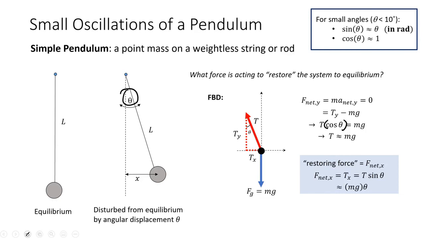Here we can also use that nice approximation that sine of theta is approximately equal to theta when theta is in radians, so you'll have to be careful there. And so then we could say that the restoring force is really equal to mg times theta.